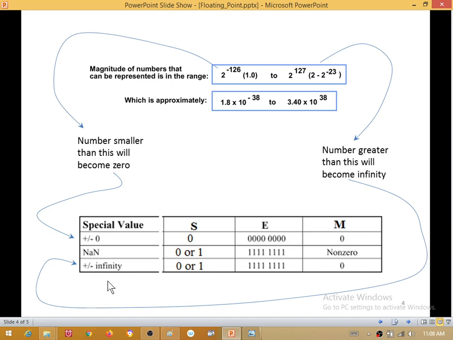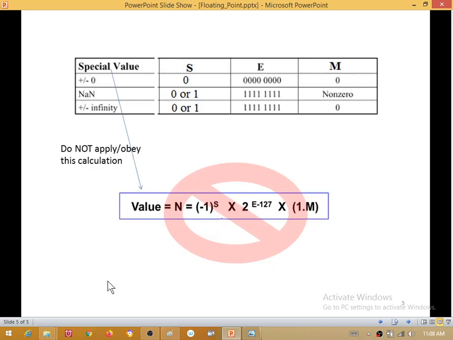So this kind of pre or post processing has to be done in an algorithmic way, especially when you are working with arithmetic related to floating point represented numbers. Again, please note that for these special values, don't try to use the formula for converting the S, E and M into a particular value. So these guys don't obey in general the calculations.